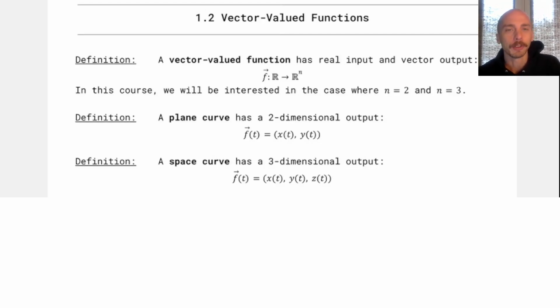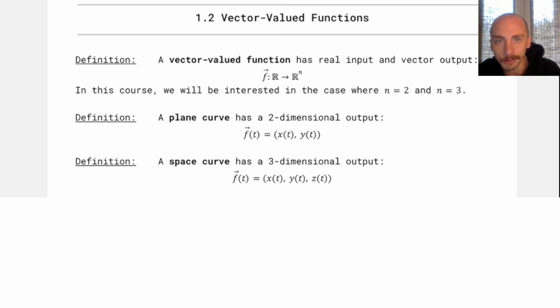In this video, we're going to talk about vector-valued functions. A vector-valued function is a type of function that takes in a real number and gives you a vector back. In this class, we're going to be interested in the vectors being two-dimensional and three-dimensional. The type of vector-valued functions that have a two-dimensional output, we're going to call plane curves.